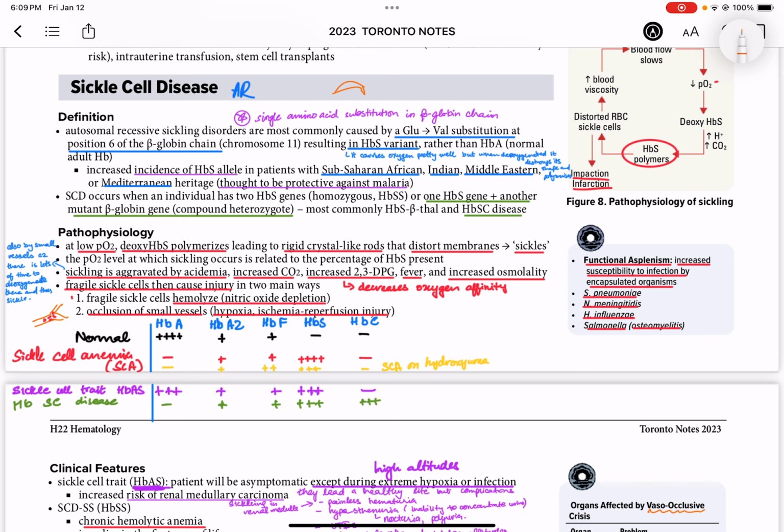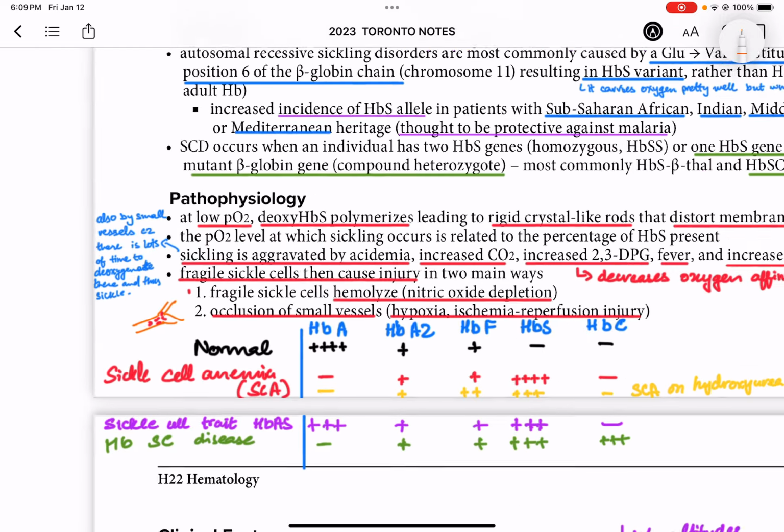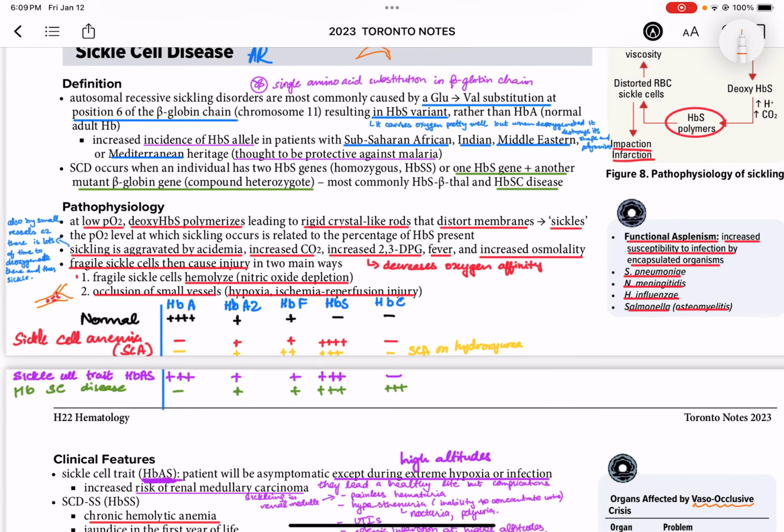And it also happens in small vessels, because in small vessels there are more chances for the blood to have more time in perfusion. In small vessels the red blood cells are dumping oxygen to perfuse the tissues. So over there the deoxygenation is happening, and thus more and more polymerization happens over there. So these are some situations which aggravate sickling.